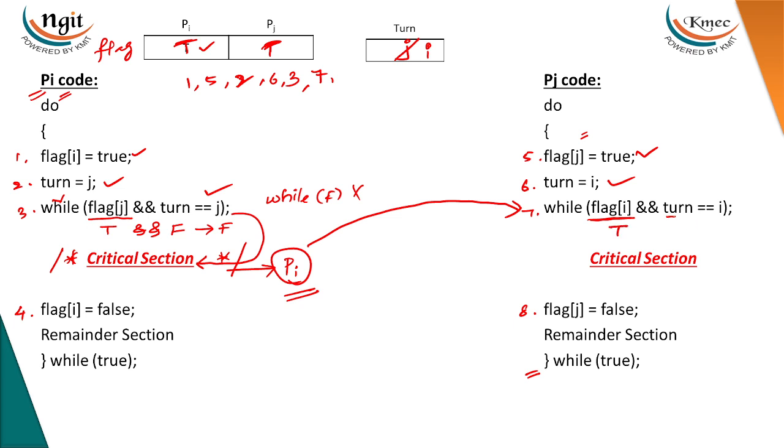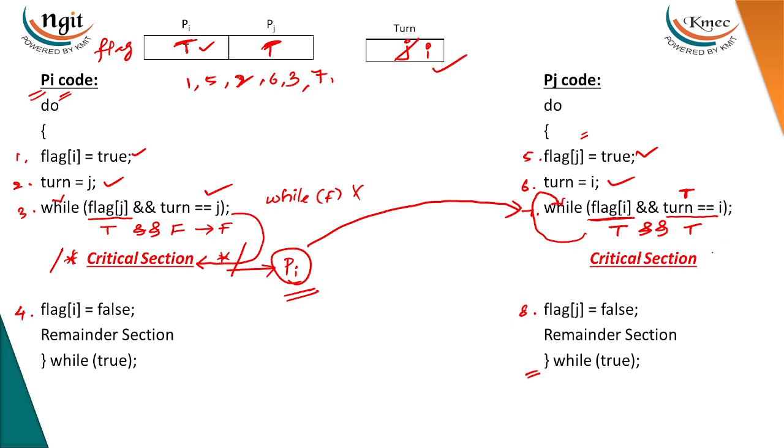But what is the value of turn? Is turn equal to I? Yes, turn value equal to I. So the condition is satisfied, the while condition is satisfied. So there are no statements to execute, and while condition is satisfied, again it will execute while. Again it will execute while.